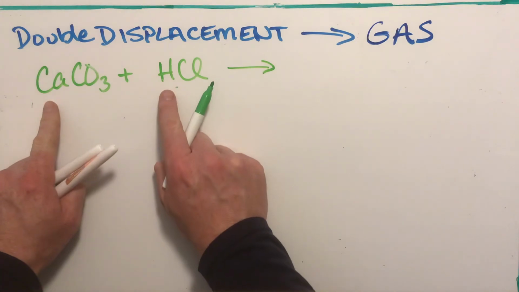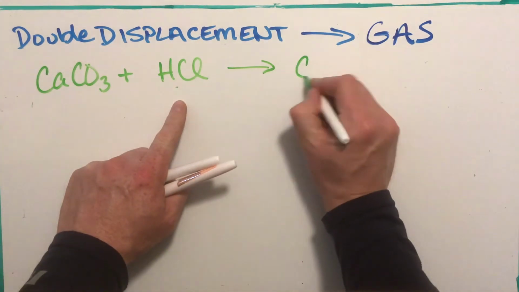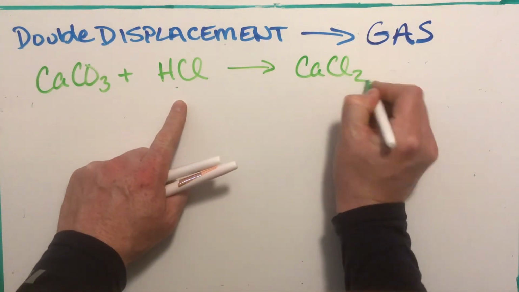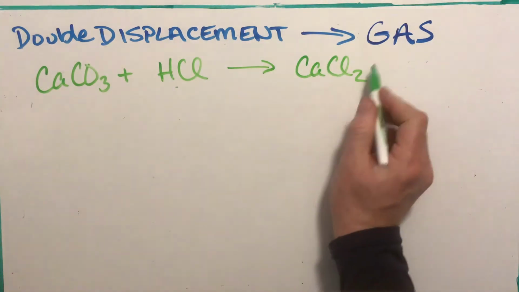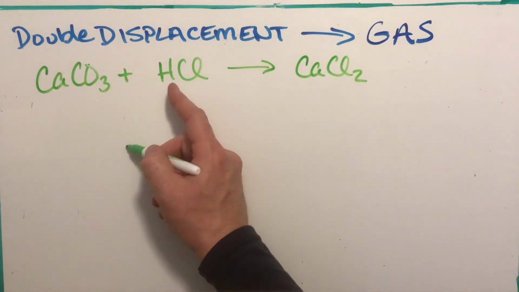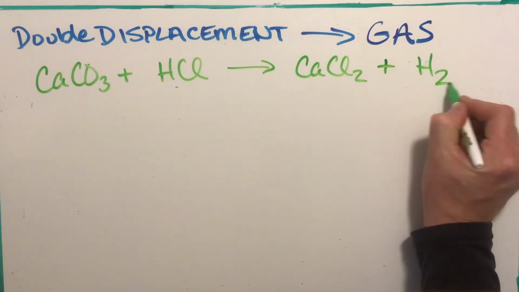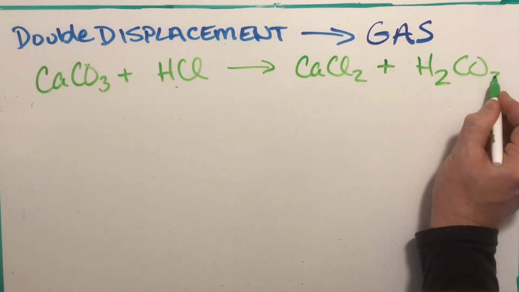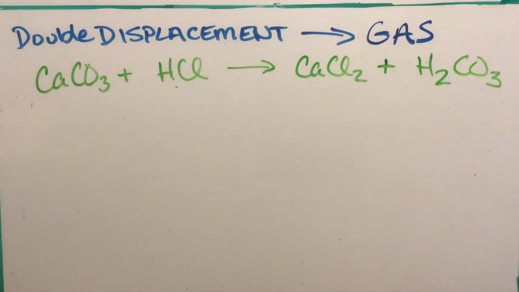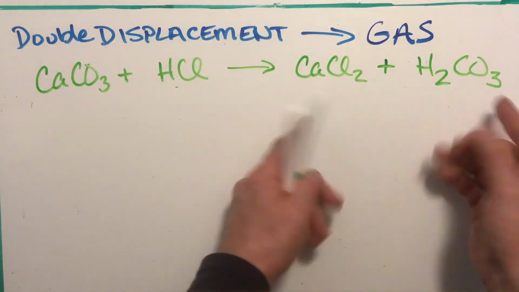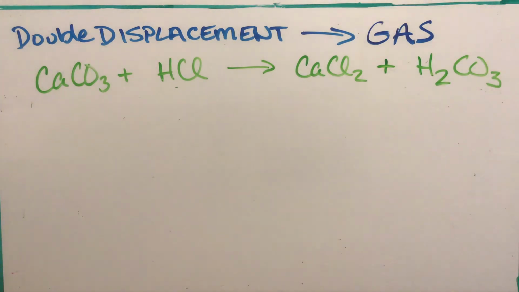Again, switch my two front parts. Calcium will come over and go with Cl2, right? Because that's a 2, that's a 1, right? And then the H goes with the carbonate to form carbonic acid, H2CO3. So I've switched partners. I use my crisscrossing and my charges to make up the proper formulas here. And so now I'm going to quickly balance that.